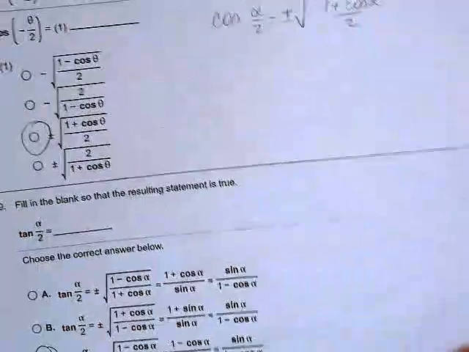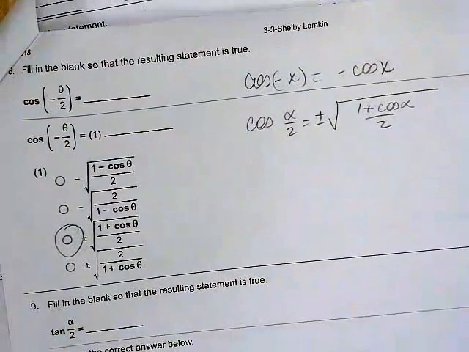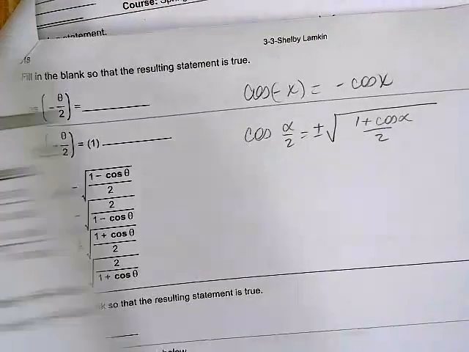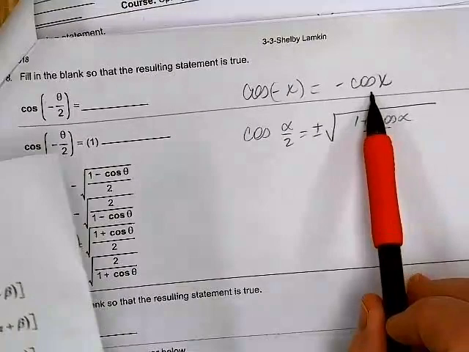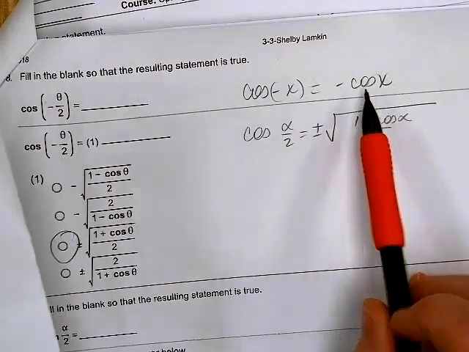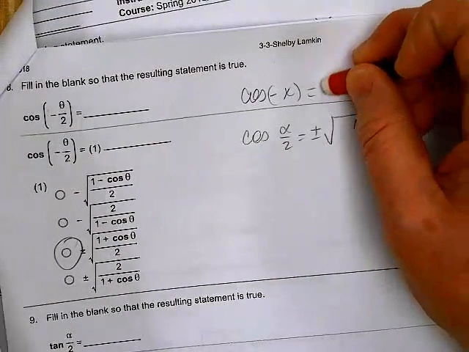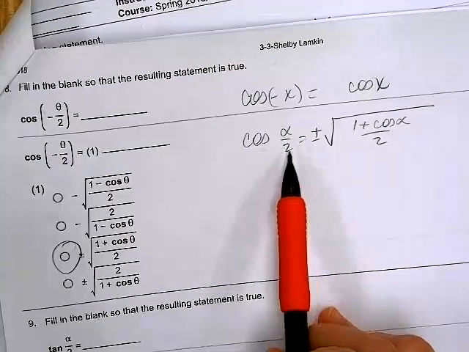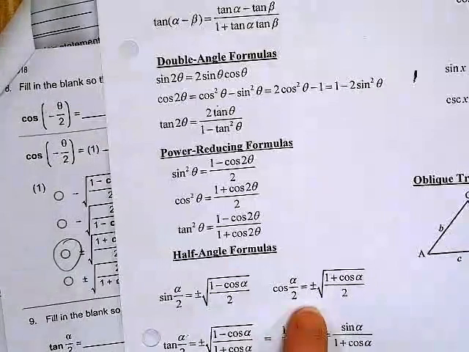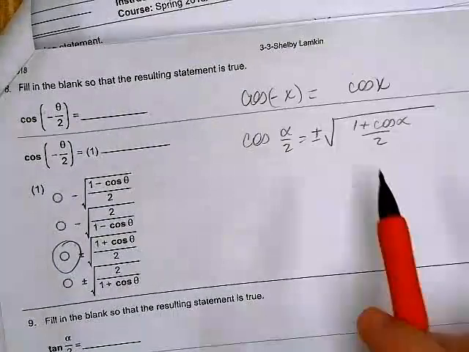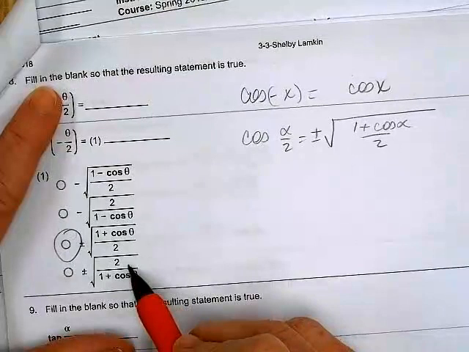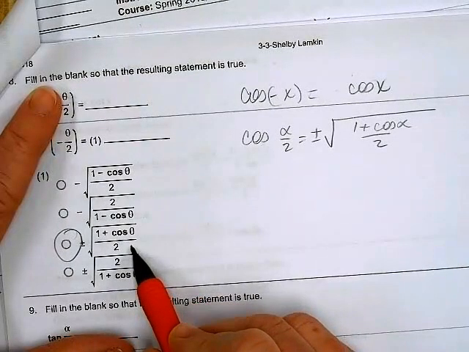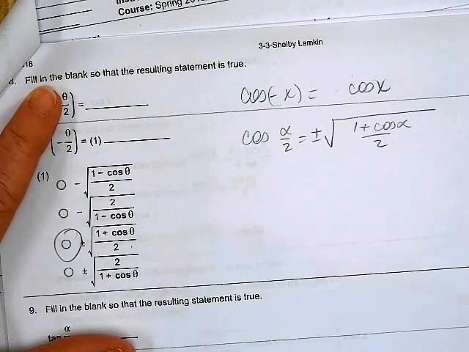Number 8, cosine of negative theta over 2. Go to my chart. I notice that the cosine of a negative angle is equal to the cosine of that angle, so I'm using that even and odd, equal to the positive of it. Then I apply my cosine half angle formula. It's right here, and they used alpha. We'll use theta. Our answer is here. This one.